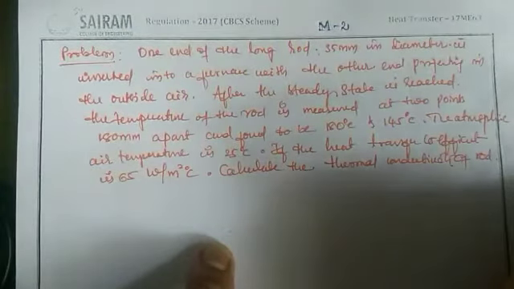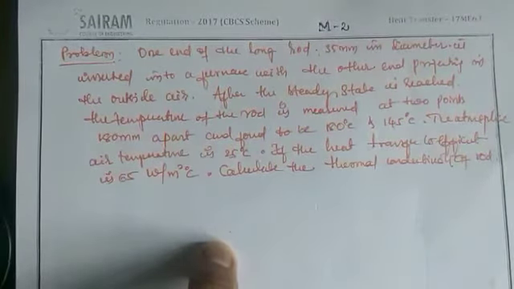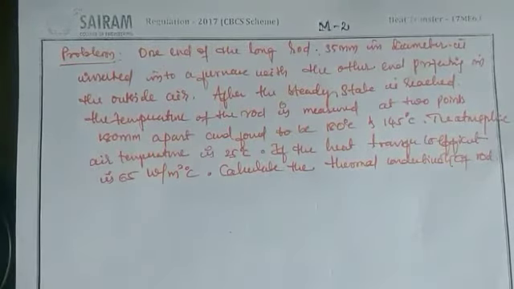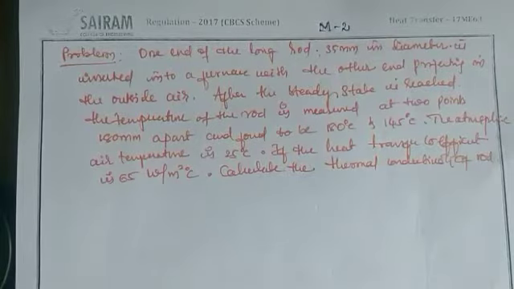So a problem is like this: one end of a long rod, 35 mm in diameter, is inserted into a furnace with the other end projecting into the outside air. After the steady state is reached, the temperature of the rod is measured at 2 points 180 mm apart and found to be 180 degrees centigrade and 145 degrees centigrade. The atmospheric air temperature is 25 degrees centigrade. If the heat transfer coefficient is 65 watt per meter square degree centigrade, calculate the thermal conductivity of the rod.